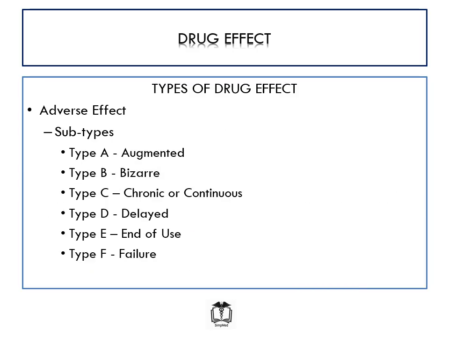We have different subtypes of adverse effects. So the subtypes of adverse effects include type A to F adverse effects. Type A typically is referred to as the augmented type of adverse effect. Type B is the bizarre effect. Type C tends to be chronic or continuous effect. Type D is the delayed effect. Type E is the end of use, and type F is the failure. And each of these effects, we'll talk about them in the next couple of slides.